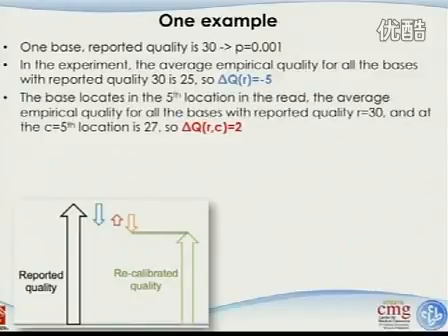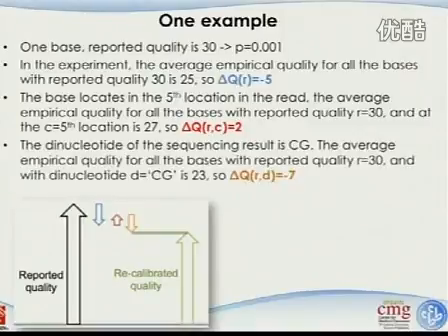And next, the base is located at the 5th position in the read. The average empirical quality for all the bases with reported quality of 30 at the 5th position is 27. I'm just making it up. It's 27, but it's better than this 25, so I'm giving it a little bit of credit. So delta QRC is 2. This is just because it is located at a certain specific position in the reads, so give it a bit more credit.